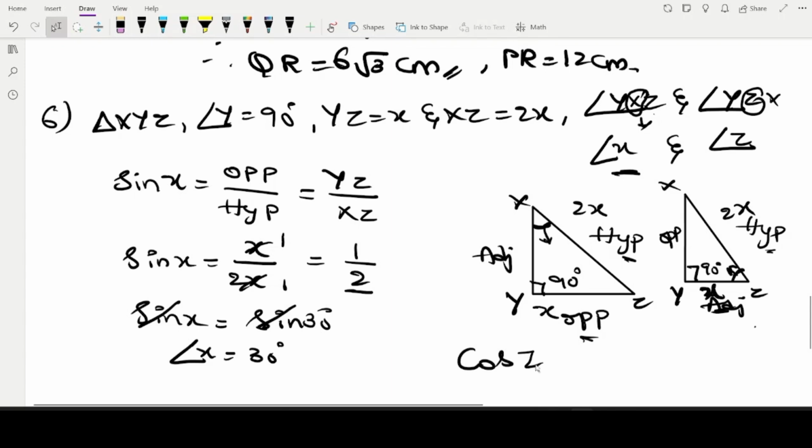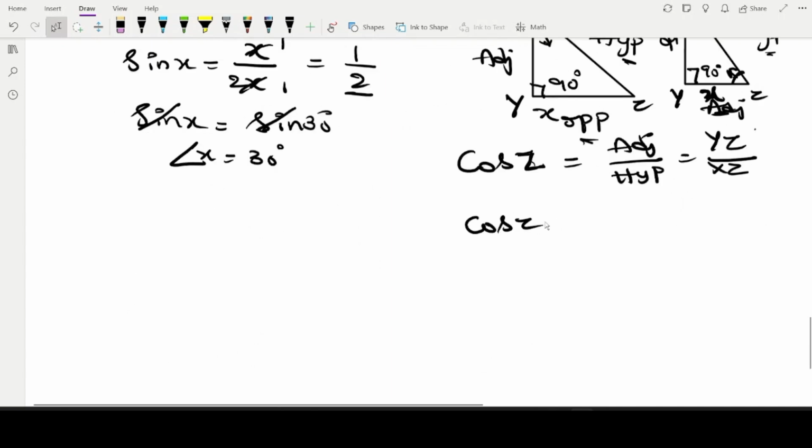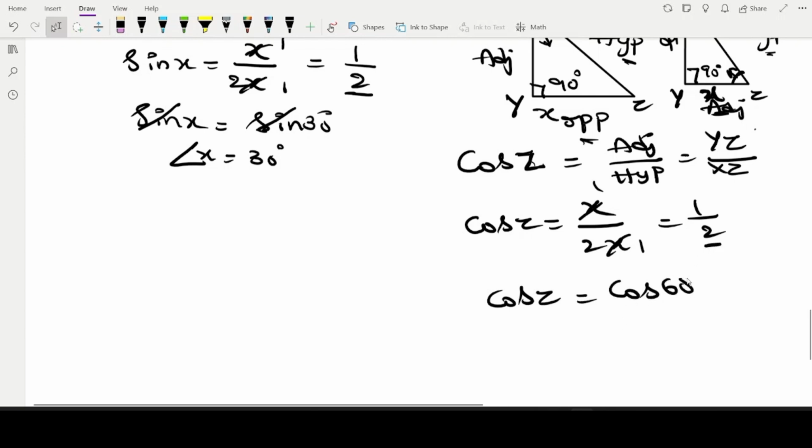Now the angle is at z. Let me take it as cos z equals adjacent side divided by hypotenuse. What is the adjacent? Here it is YZ, and the hypotenuse would be XZ. Cos z equals what is YZ? The value of YZ is x, divided by the value of XZ, which is 2x. Both x get cancelled. Now you're left with 1 by 2. So at which angle do you get 1 by 2 for the cos? That is 60 degrees, cos 60 degrees. Both cos get cancelled. Now you're left with angle z equals 60 degrees.